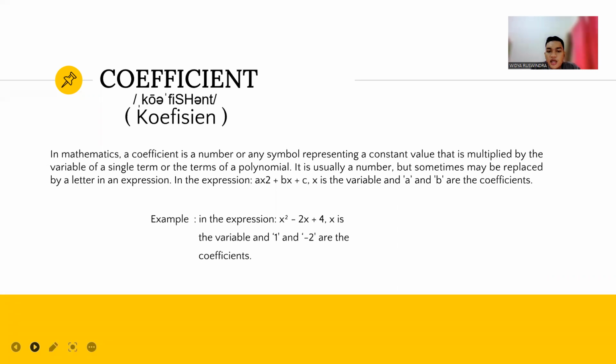In the expression ax squared plus bx plus c, x is the variable and a and b are the coefficients. For example, in the expression x squared minus 2x plus 4, x is the variable, and 1 and minus 2 are the coefficients.